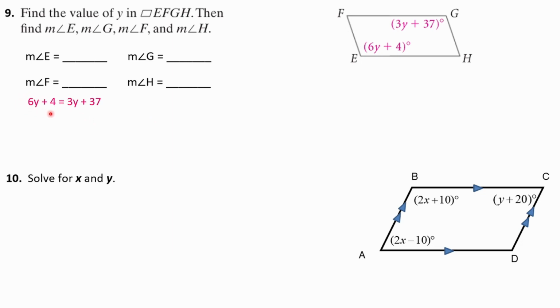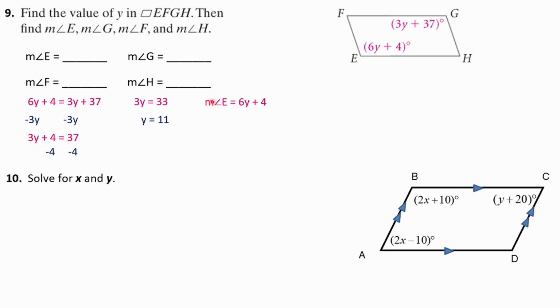So I can set them equal to one another in my algebra equation here. If I do that, I can subtract 3y from both sides, which leaves me with 3y plus 4 now equals 37. From here, if I subtract 4 from each side, I'm left with 3y is equal to 33. And then if I divide by 3, I will get y is equal to 11. Now I can go through and actually plug this value back into either of these to get angles E and G.